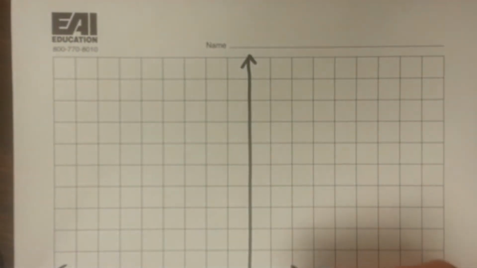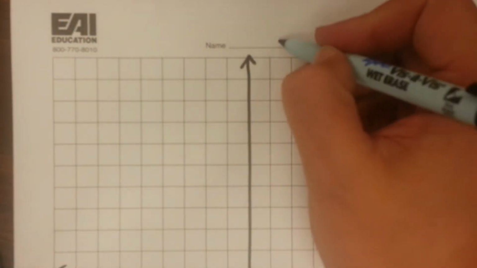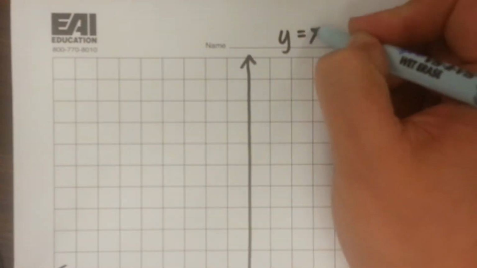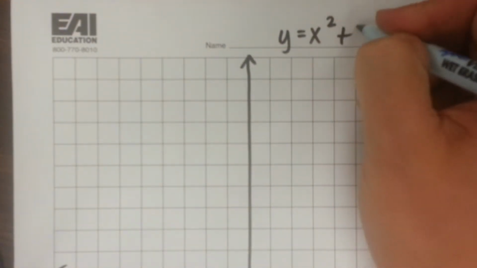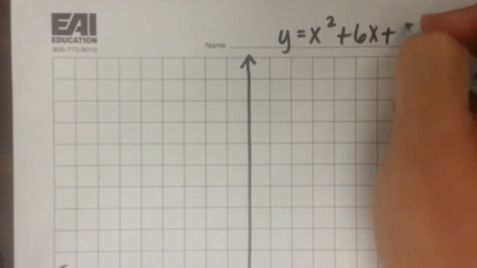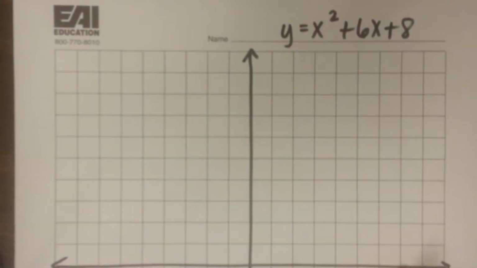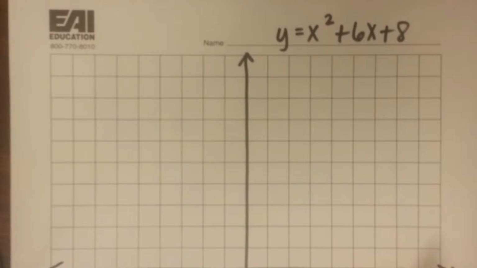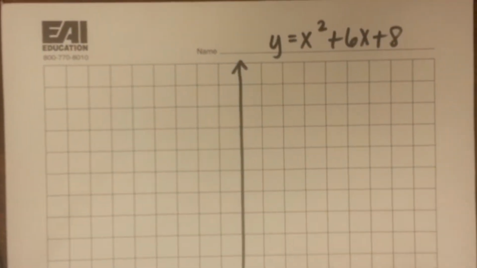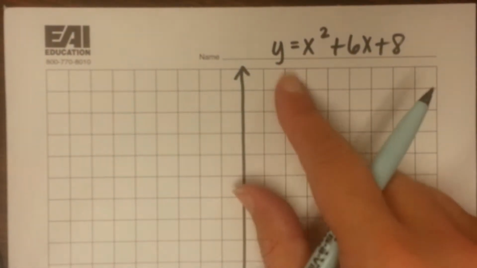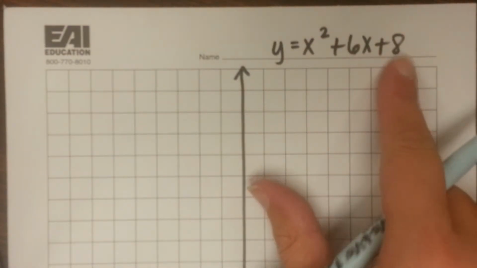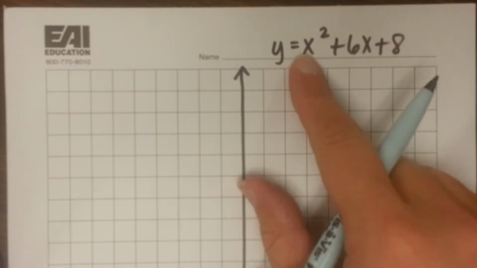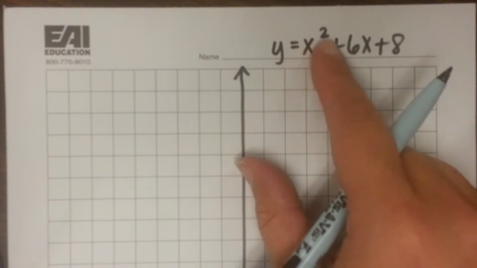For our next example, let's just give ourselves an equation. We'll use y equals x squared plus 6x plus 8. Something like that. If I wanted to predict ahead of time what my parabola would look like, there are some indicators that happen along this equation.